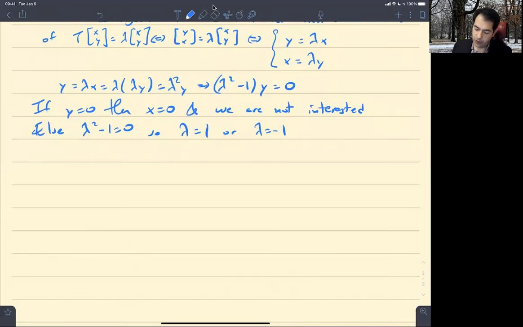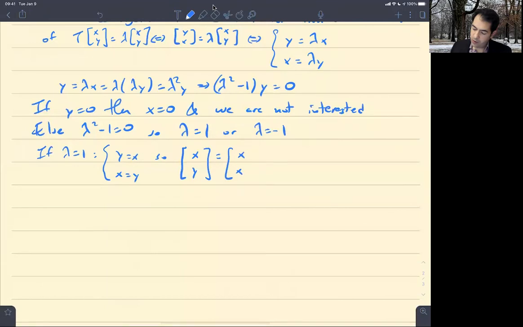Okay, so let's look at those two cases. If lambda is equal to 1, then our system is y equals x and x equals y. So what we could do is we have (x, y), and let's just substitute the first equation into here. So instead of y, we can put x, and then we view this as x times (1, 1). So great, any multiple of (1, 1) works.